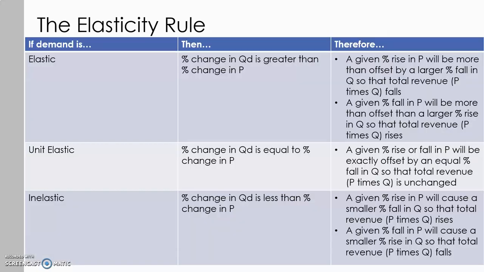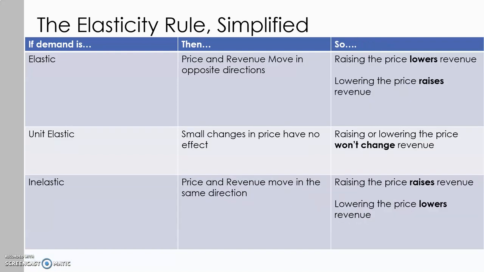So let's take this whole table and reduce it. If demand is elastic, then price and revenue move in opposite directions. Raising the price lowers revenue, lowering the price raises revenue.